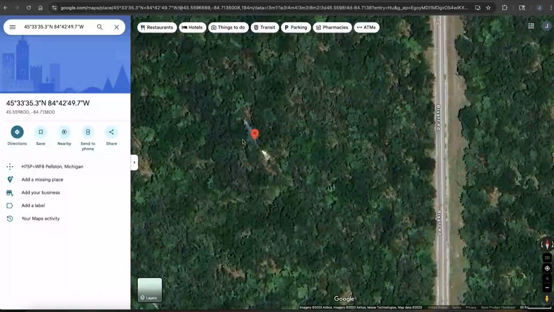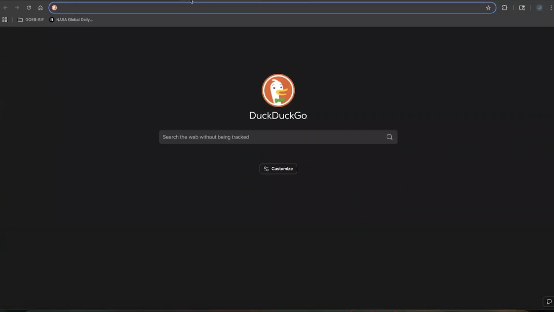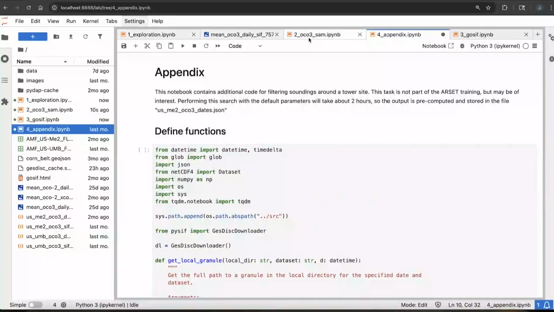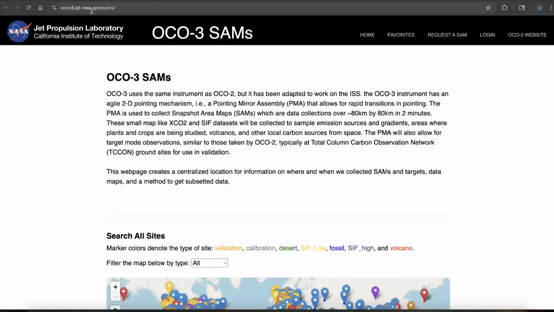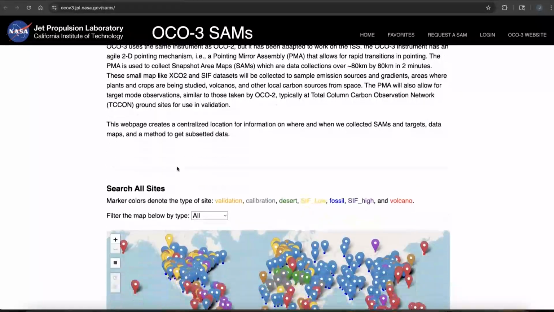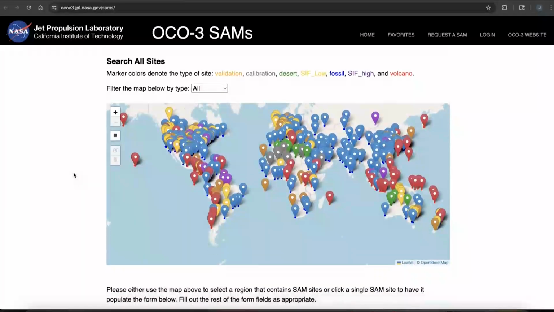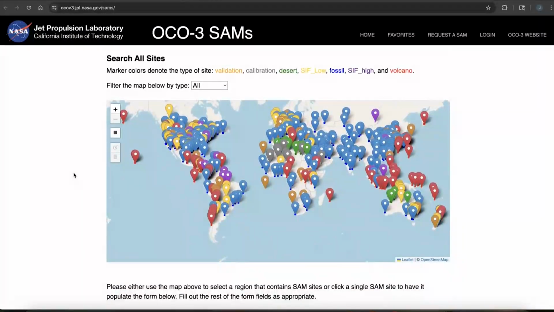The next thing we'll do to investigate this site is turn over to the OCO-3 SAM website itself to investigate this tower location in the mission repository. The website that we use for that is included in the introduction paragraph of our notebook. So I'll go to this link here, which you can see the URL is up here. This website contains a map of all of the various sites that OCO-3 has studied using the SAM mode over the life of the mission.